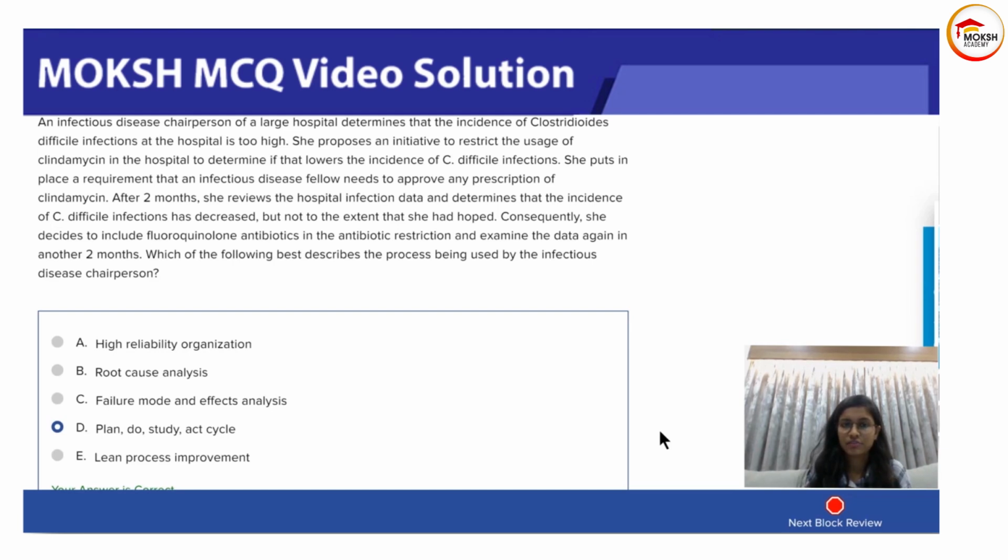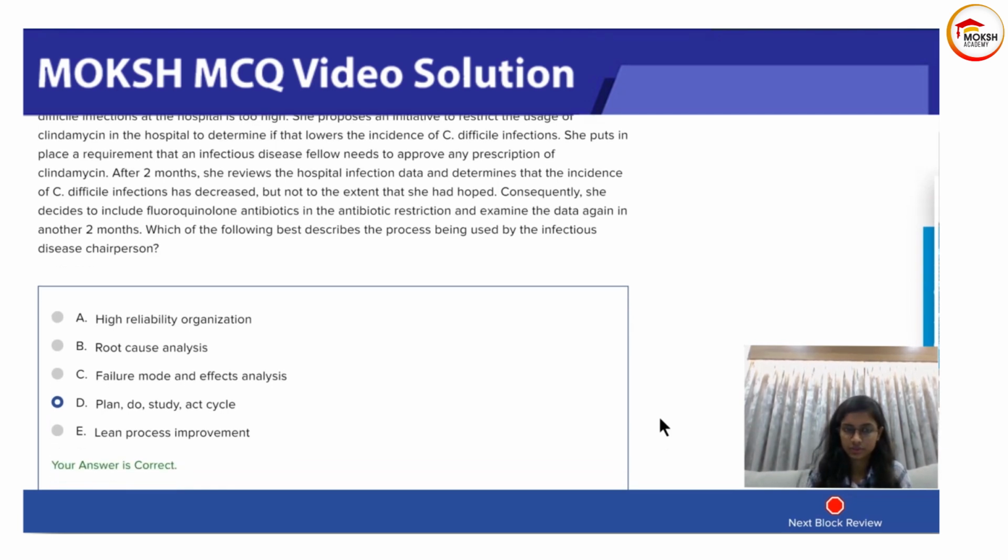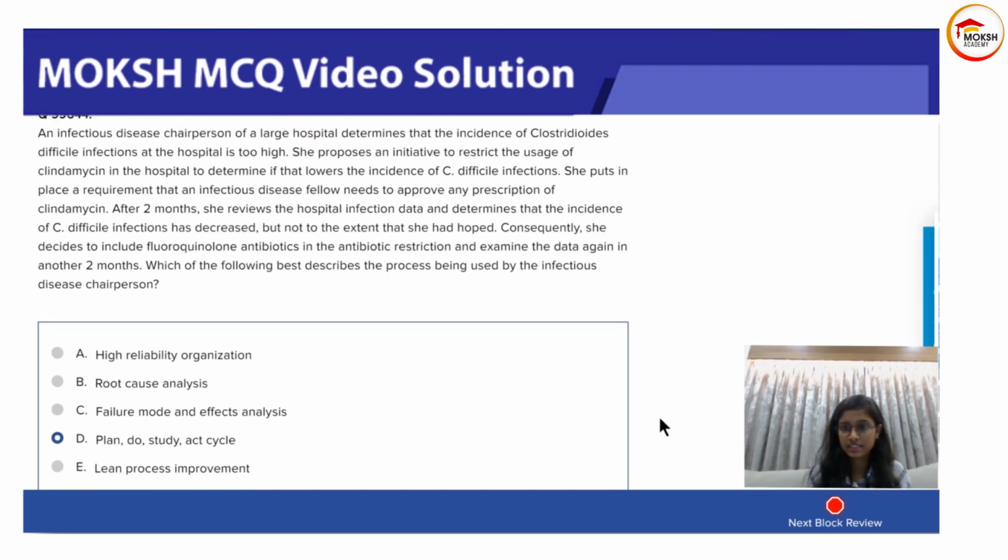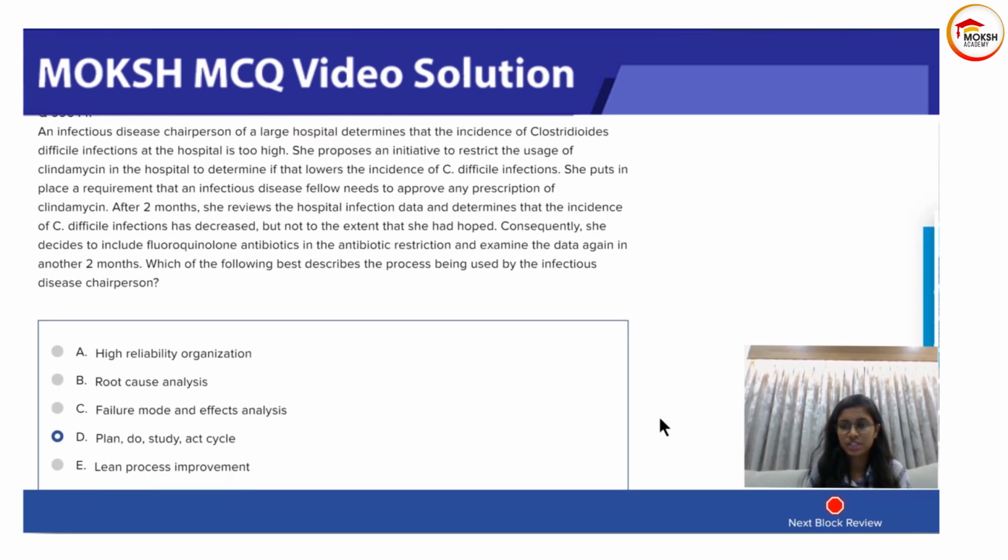Basically, this is a very good example of the plan, do, study, and act cycle. When she recognized C. diff infections were going high, she planned to restrict clindamycin and asked a fellow to approve any prescription of clindamycin. Okay, then she tested it. That means for whoever was not treated with clindamycin, she tested whether that actually worked in decreasing the infections. She studied the data, so that comes under study, and then she implemented it.